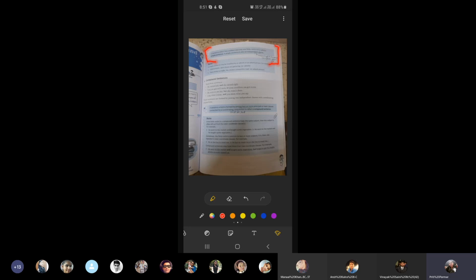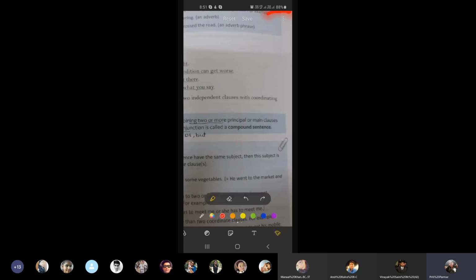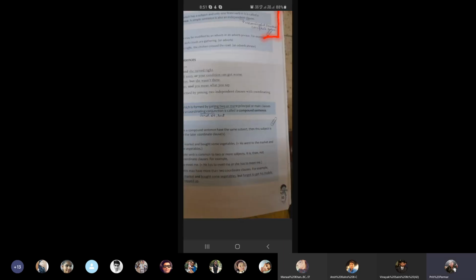A simple sentence is also an independent clause. Now, I've given you the meaning of independent clause here. What is an independent clause? Let us see. Independent clause means which is meaningful, makes complete sense all on its own. That is an independent clause. Okay?